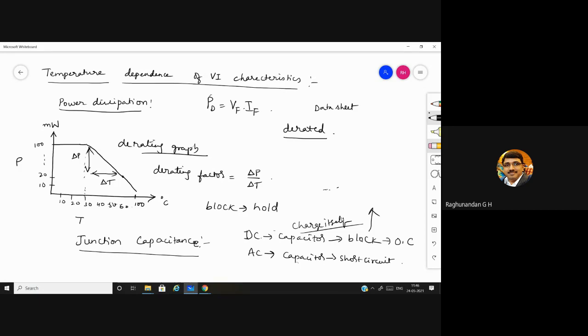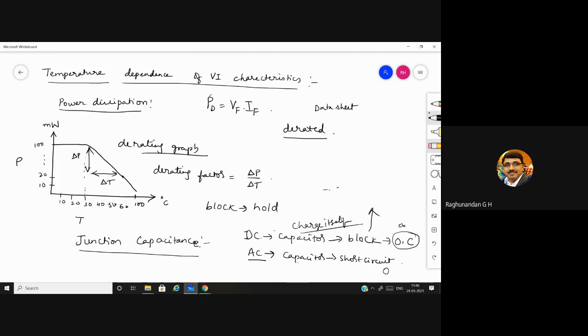I'm telling open circuit. Tell me, for an open circuit, what is the resistance offered? Infinite, right? For a short circuit, ideally it is 0. Practically we'll have a few ohms of resistance. Considering this, in order to write the AC equivalent circuit, we need to discuss junction capacitance.